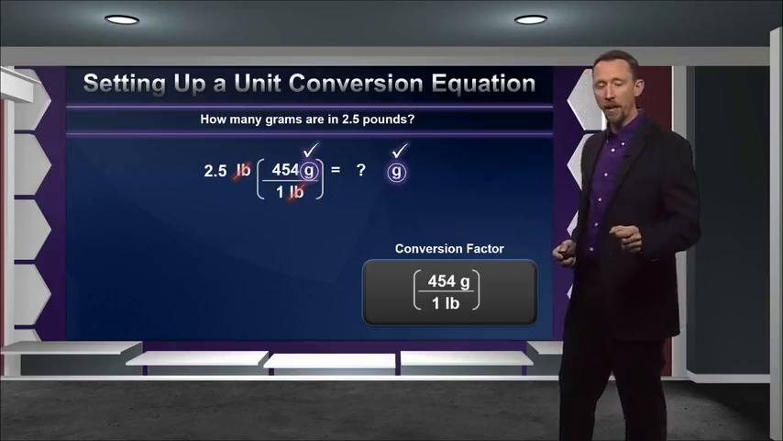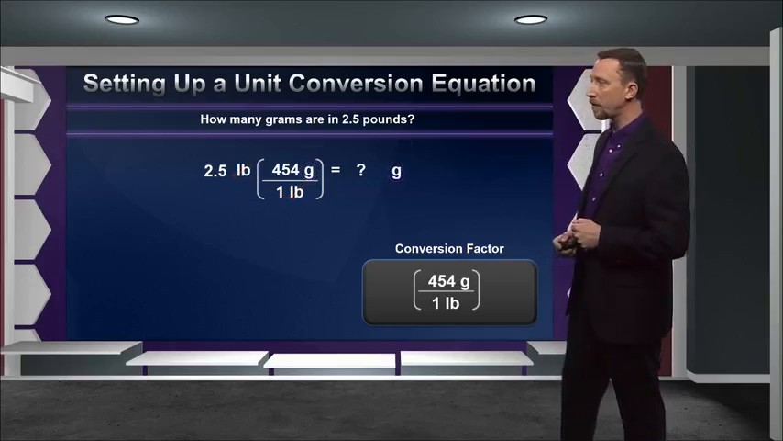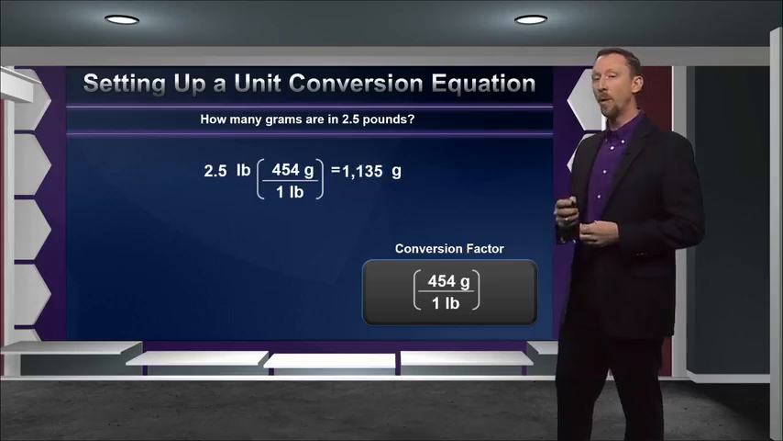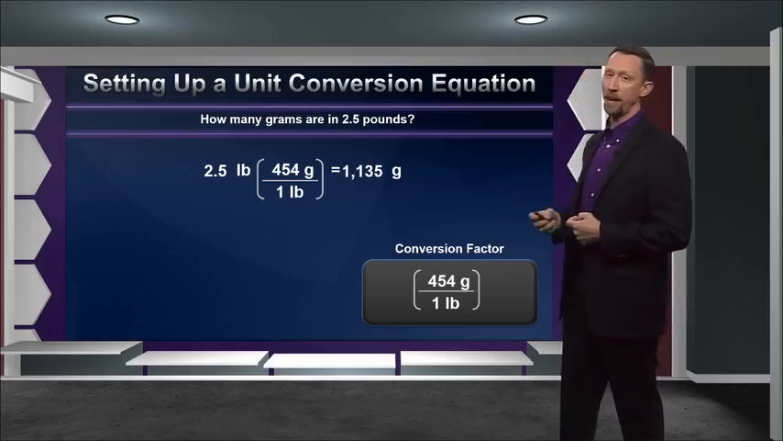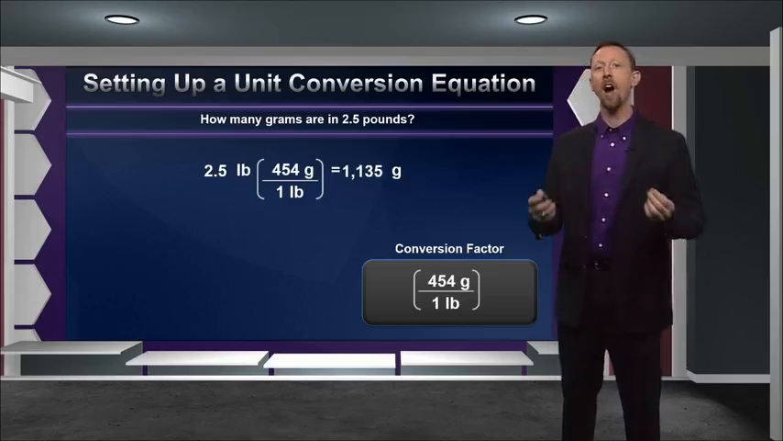Now I'm ready to grab a calculator and do the math. And I can determine that there are 1,135 grams in 2.5 pounds. They are equal values.